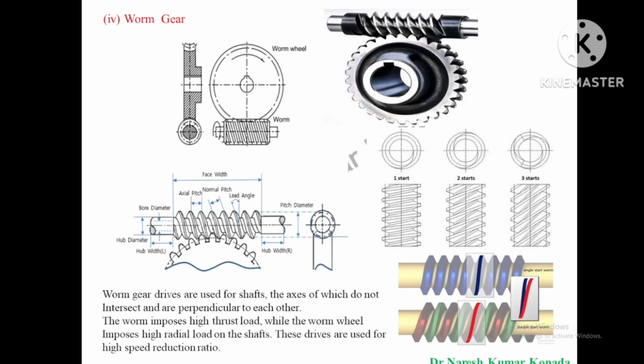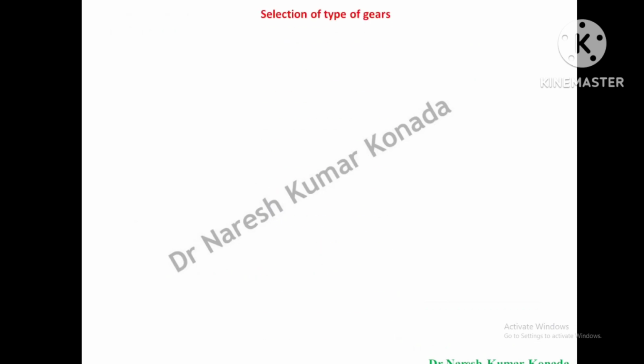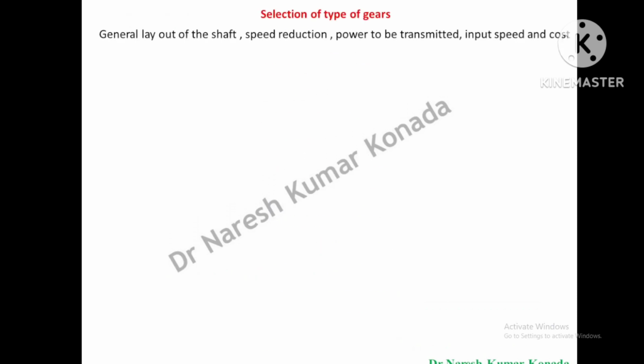And this is the nomenclature of a worm gear drive. These drives are used generally for high speed reduction purposes in material handling equipment. In this case, the worm imposes the thrust load because it moves with a sliding motion, where the power is transmitted to the worm wheel, and the worm wheel imposes the radial loads on the shafts. And these drives are generally used for high speed reduction ratios. If you want to achieve a speed reduction of 100:1 or 200:1, then generally worm gear drives are used.